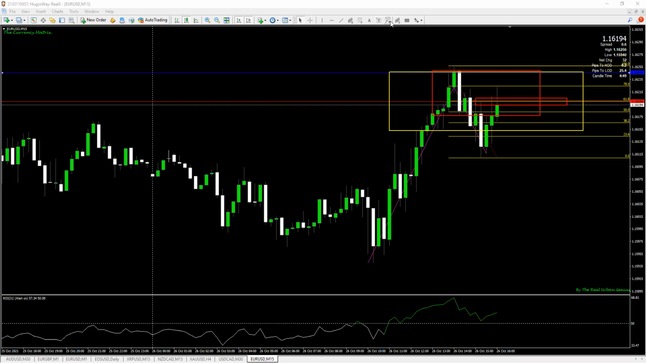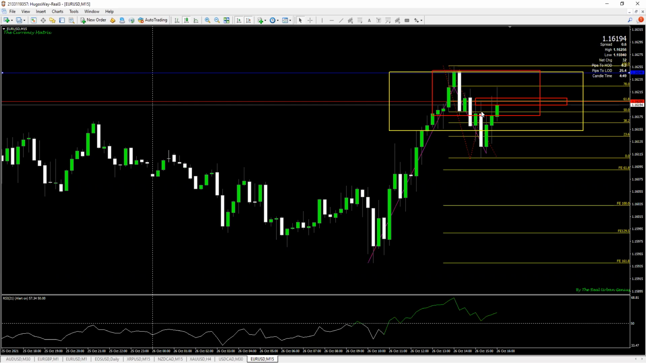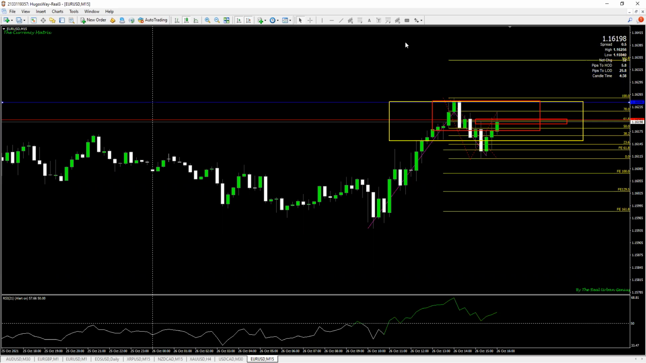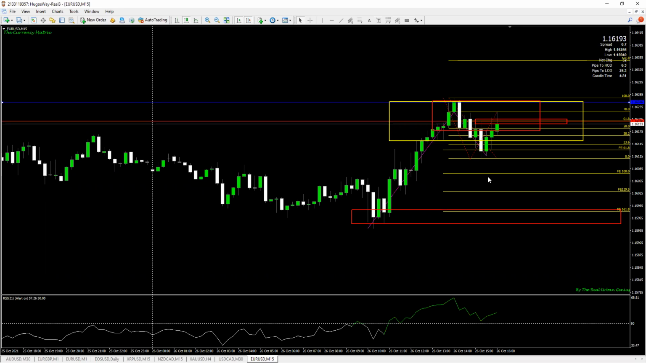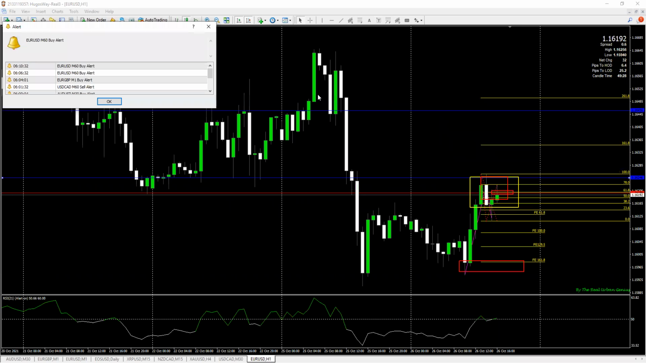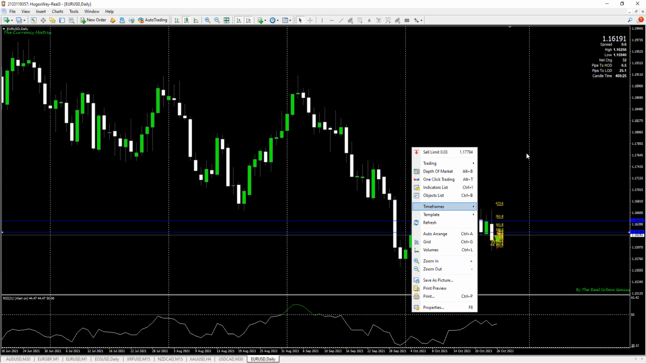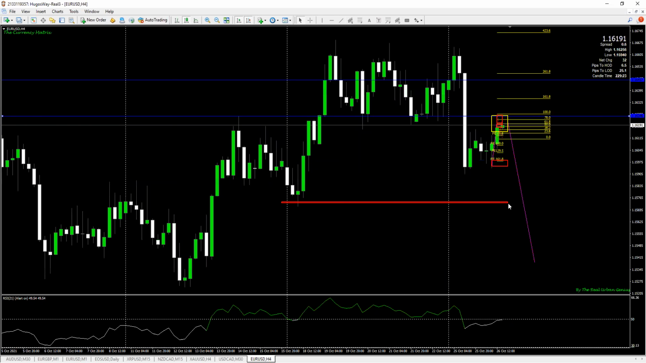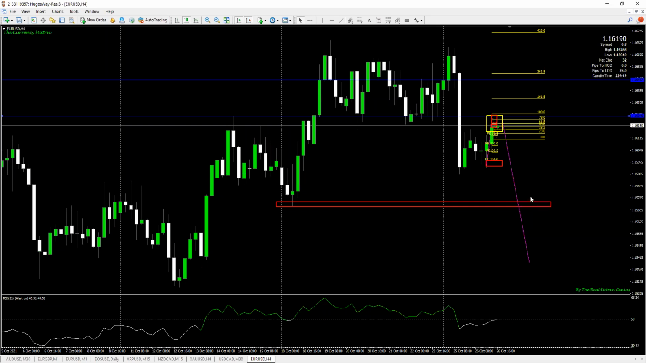We'll get the expansion. We should be assume A to B, B to C. Here goes our expansion. Should bring us back down in here to the low of the day and hopefully take that out. All right, so if that's the low of the day here, I expect price to honestly come down in this area. That's about 15.7, so about 30, 40 pips down is what I expect here on this Euro-USD today.